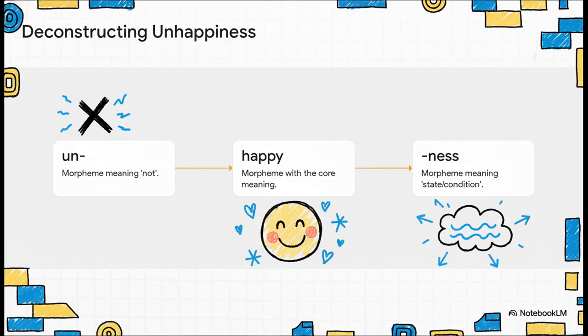And here's a perfect example. Let's take the word unhappiness. You see, it's not just one thing, it's actually three distinct pieces of meaning working together. You've got un, which clearly means not. Then you have happy, that's the core idea, the emotion. And finally, you have ness, which is a little piece that means a state of being. So three morphemes, three little Lego bricks that all snap together to build one complex word.